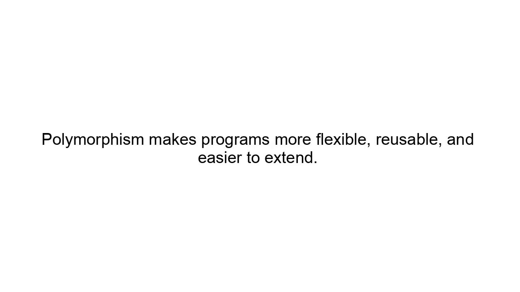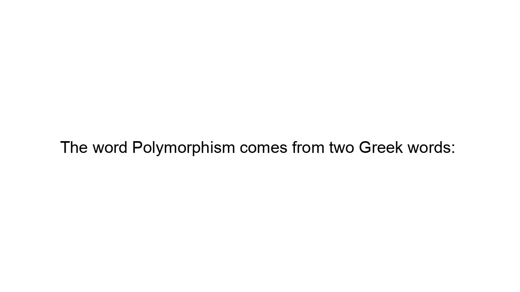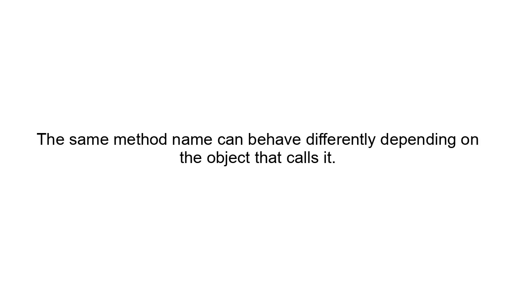What is polymorphism? The word polymorphism comes from two Greek words. Poly equals many, morphism equals forms. So the meaning is, polymorphism equals many forms. In programming, it means the same method name can behave differently depending on the object that calls it.